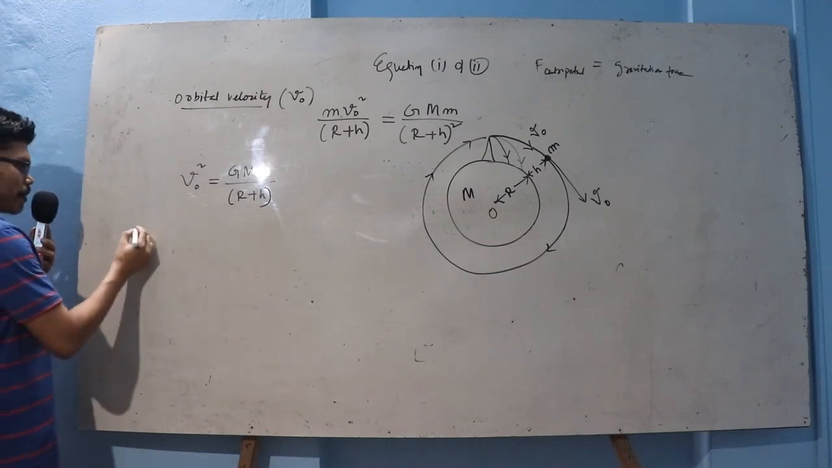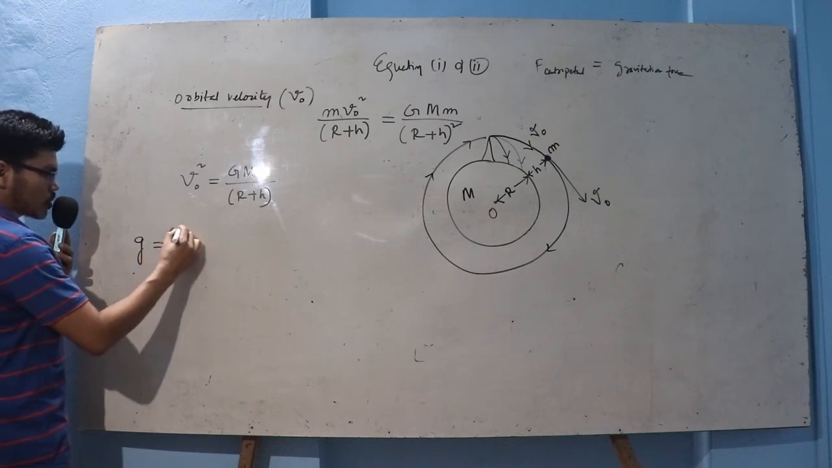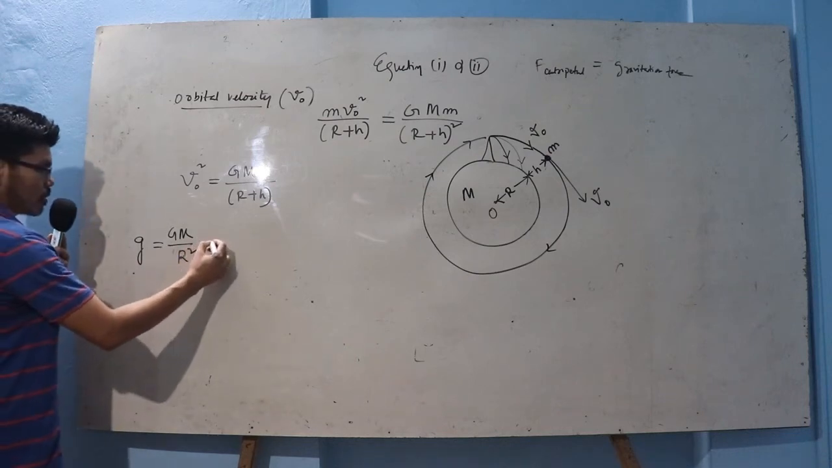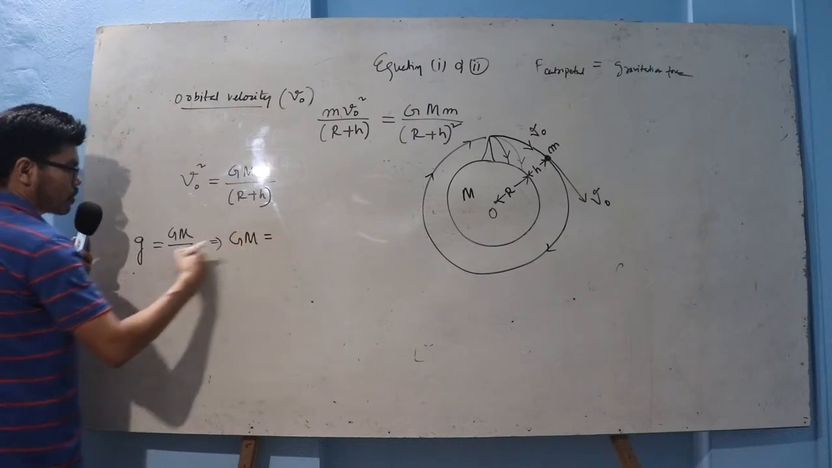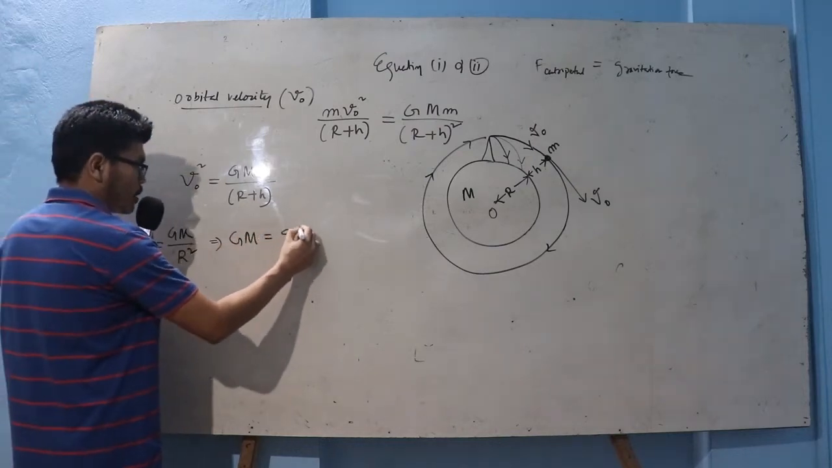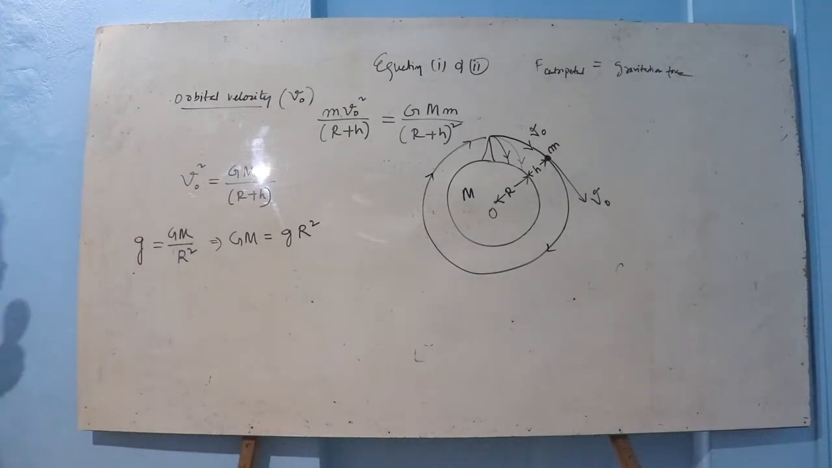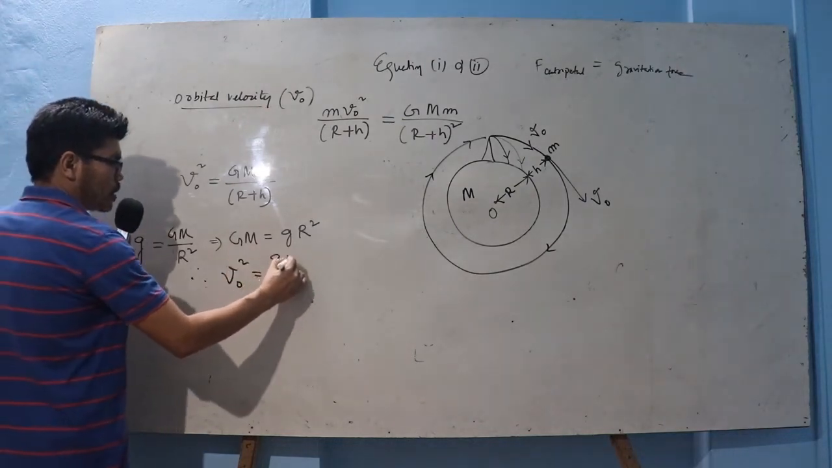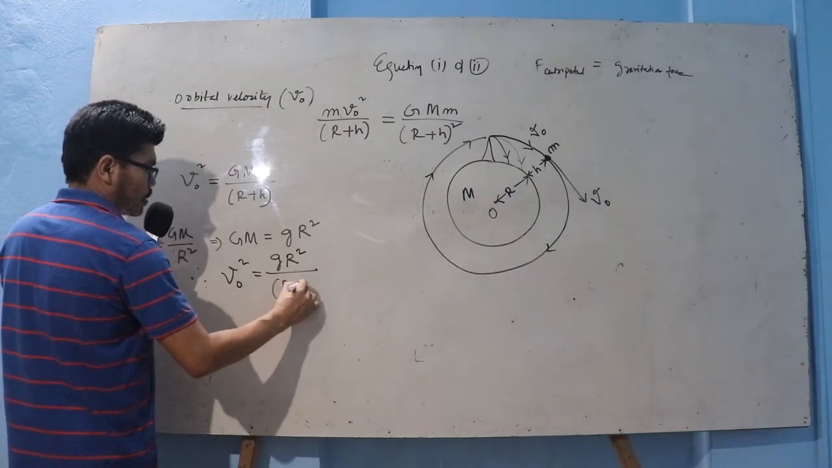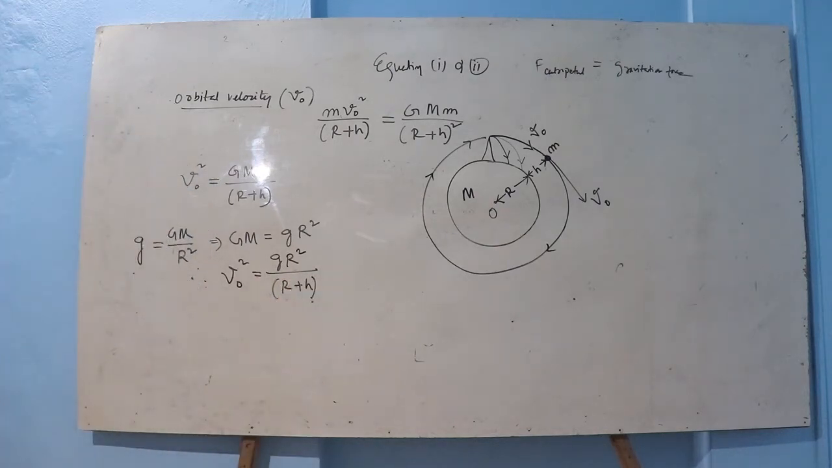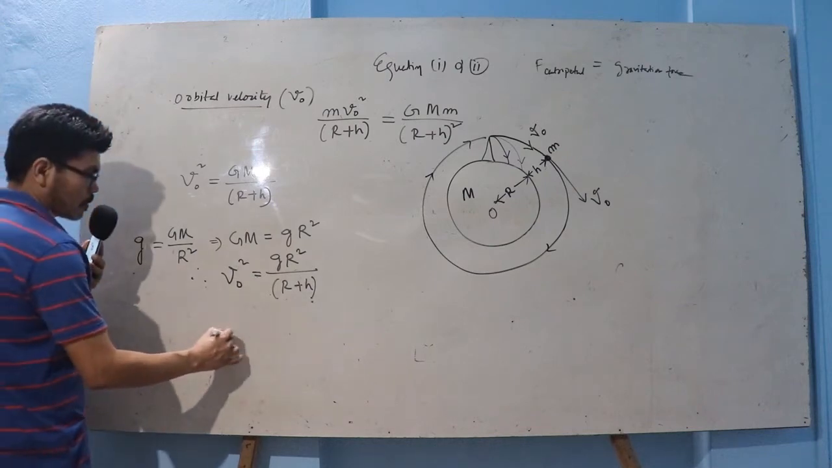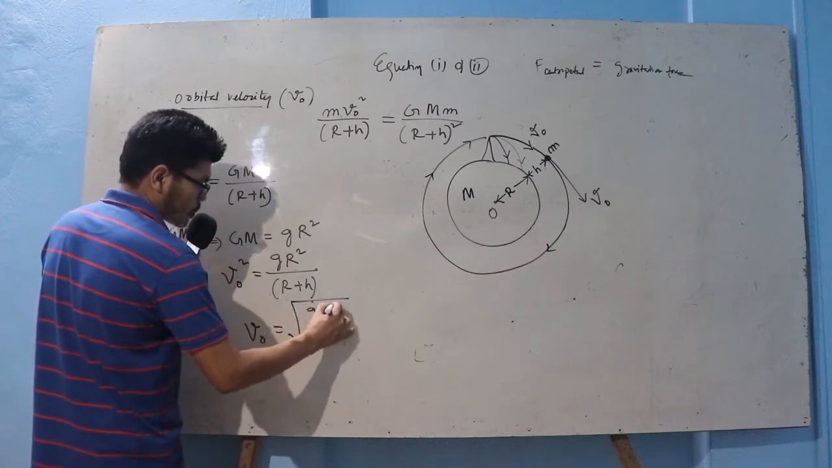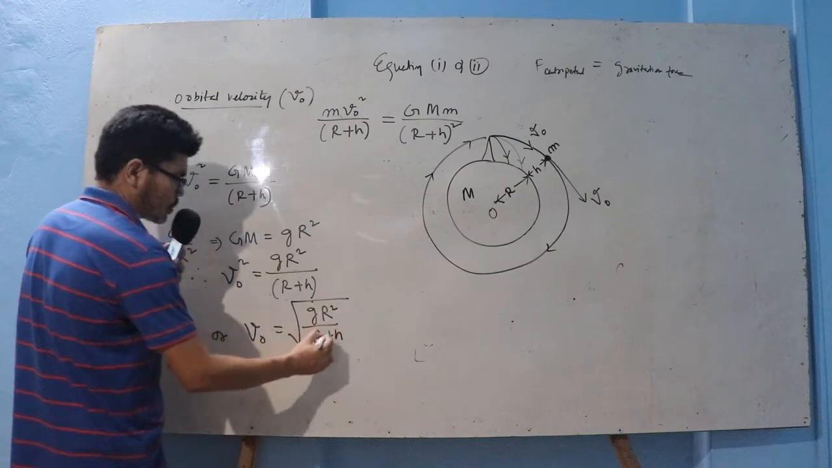And just now I told you that acceleration due to gravity is given by g is equal to G M divided by R square. So cross multiplication will give you G M is equal to g R square. So this value I am going to put here. Therefore your orbital velocity becomes v_o square is equal to g R square divided by (R plus h), or you can write v_o is equal to square root of g R square by (R plus h).